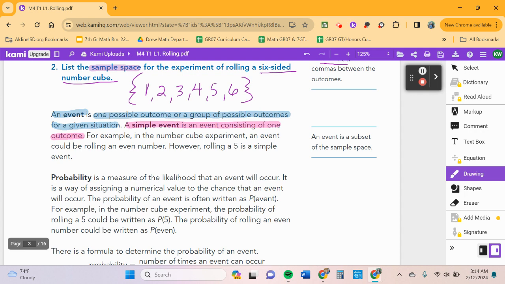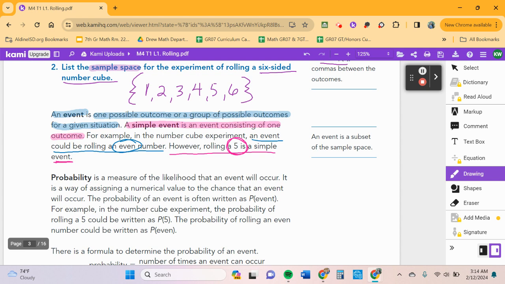So, an event could be rolling an even number. However, rolling a 5 is a simple event because you can only roll a 5 one time. So, a simple event is when you have one and only one outcome. An event could lead me to more than one outcome. So whether that's an even number, I have several evens.